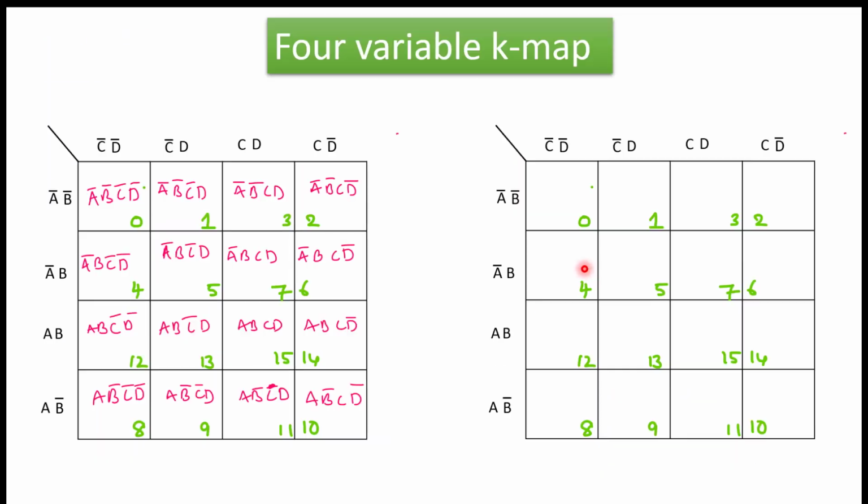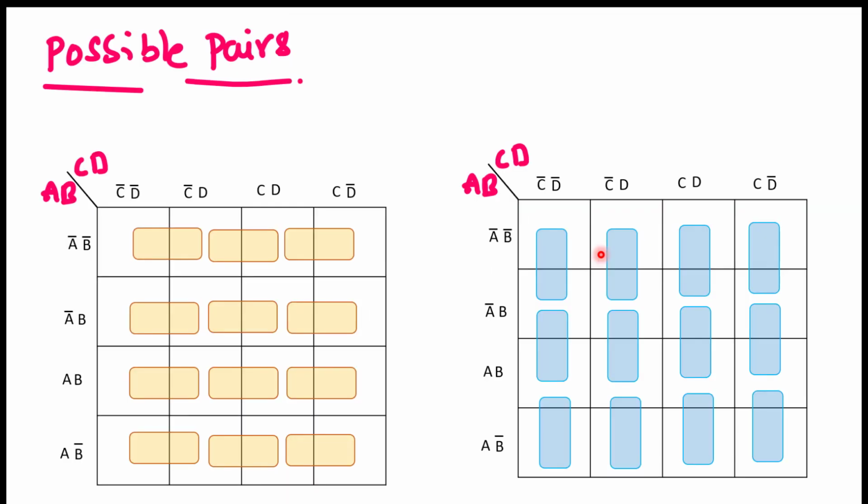Now we are going to see how to form pairs, quads and octets in a 4 variable K-map, because that is very much necessary to minimize the boolean expression when you use the K-map method. First we will see the possible pairs. If you look at the 16 cells, you can start with the pair. These two can be one pair, these two can be one pair, these two can be one pair. Similarly, these two, these two, and so on. This is along this direction.